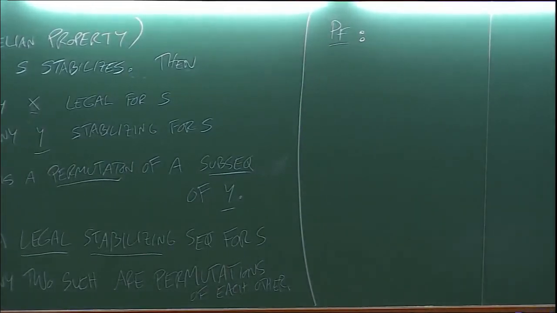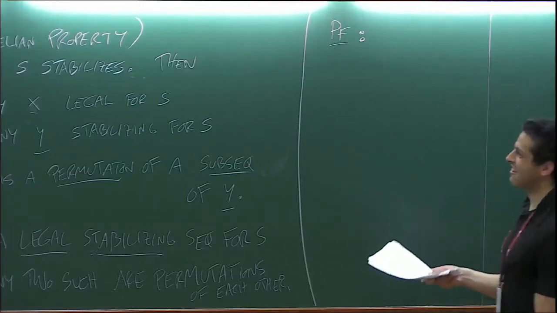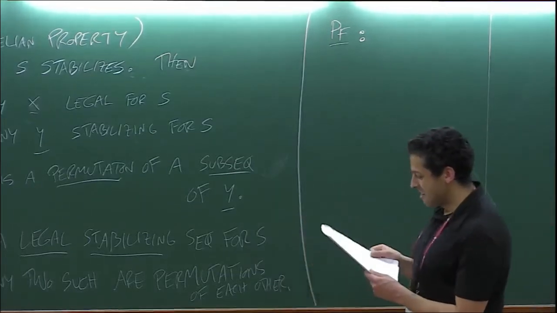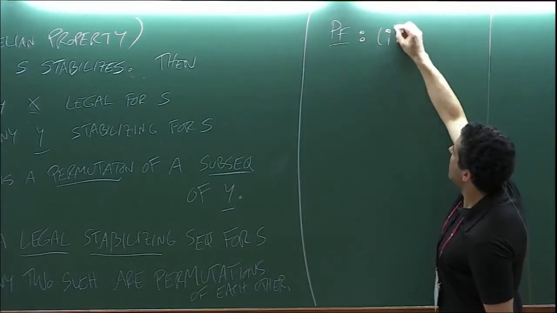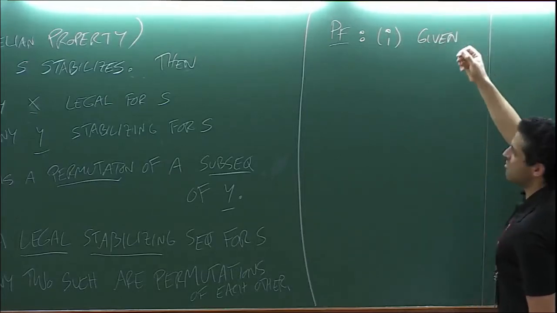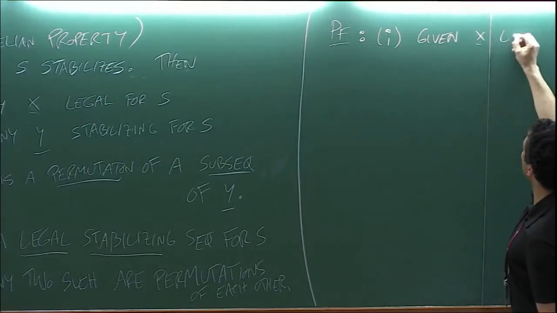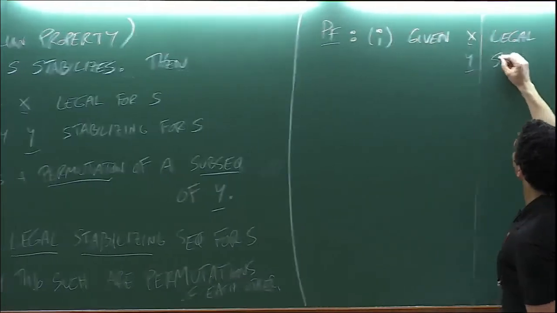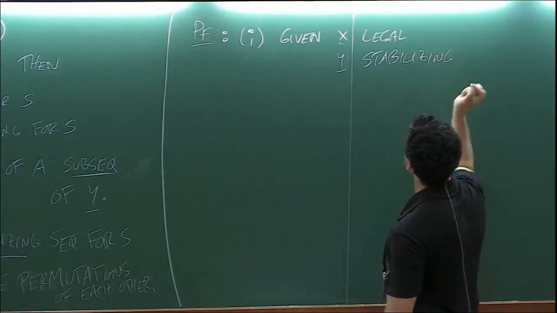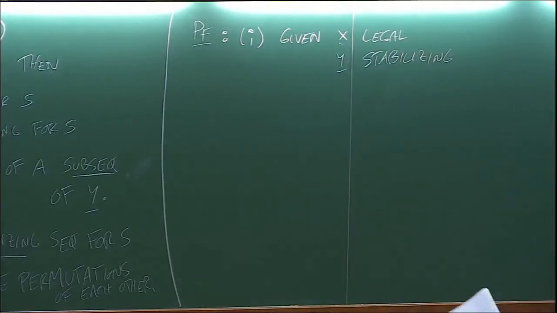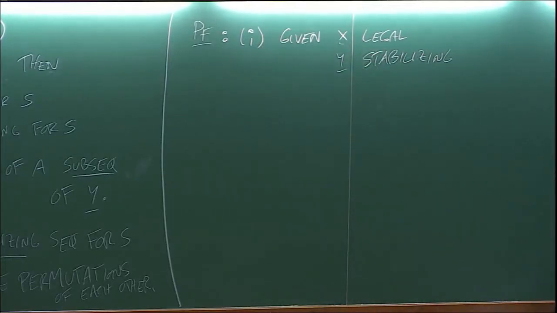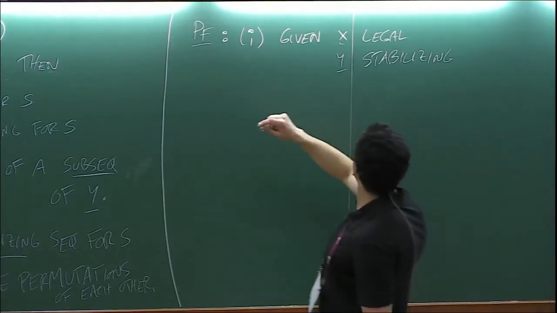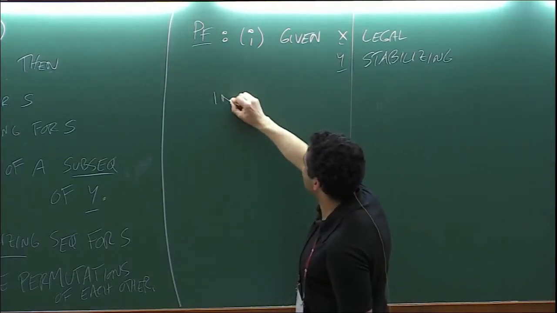It's not like, where am I going to use this hypothesis and that one? I mean, all we have is that it stabilizes. So, what are we given? We're given X legal and Y stabilizing, and I want to prove X is a subsequence of a permutation. No, is it a permutation of a subsequence? I guess that's equivalent, right, of Y. So, okay, I'm going to induct on the length.